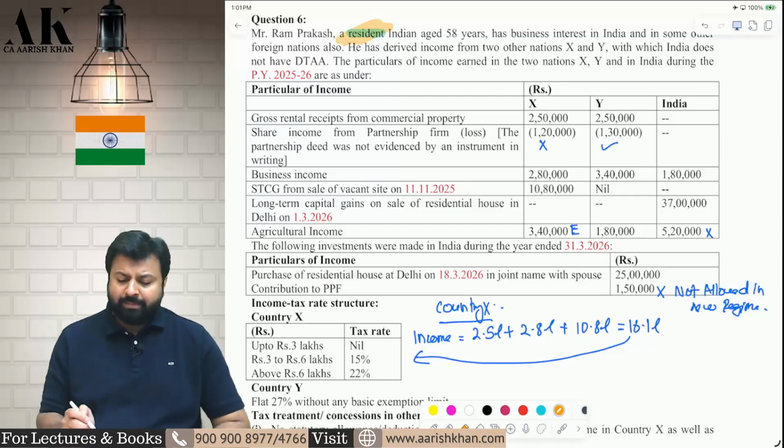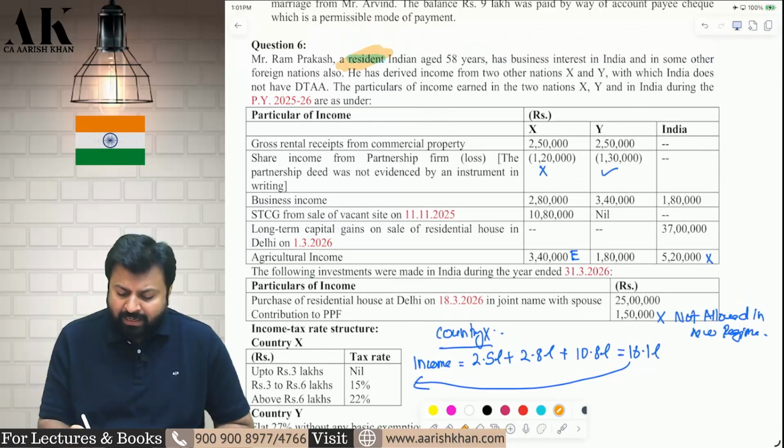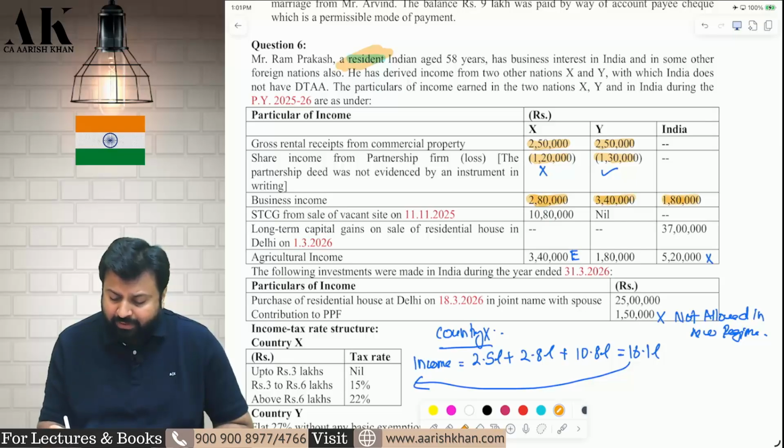Let's compute total income in India. When you compute total income in India, you will take house property 2 lakh 50, 2 lakh 50, 5 lakh minus 30% standard deduction. Then all these losses will be set off against all this PCPP income of 2 lakh 80, 3 lakh 40 and 1 lakh 80.